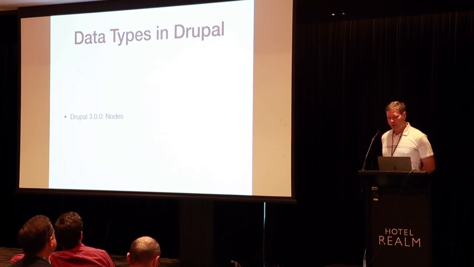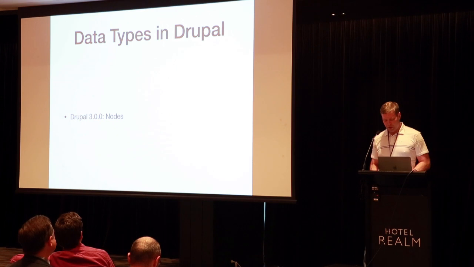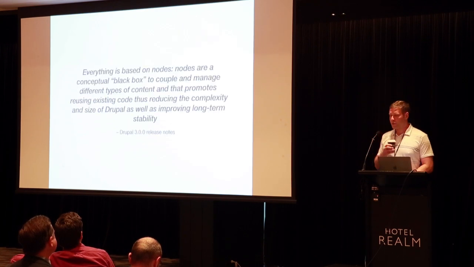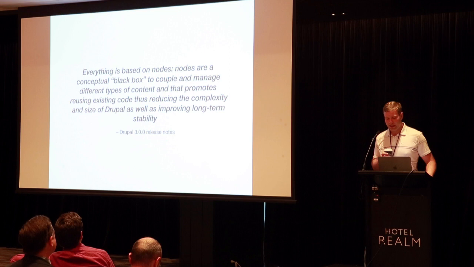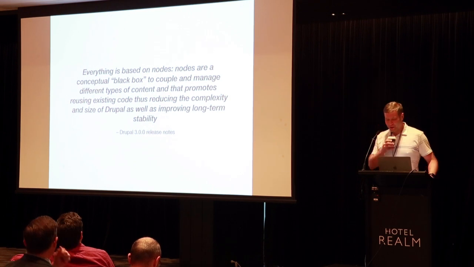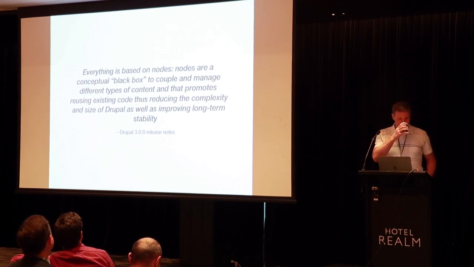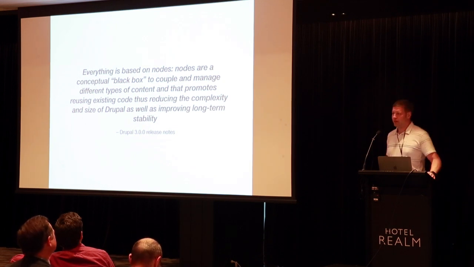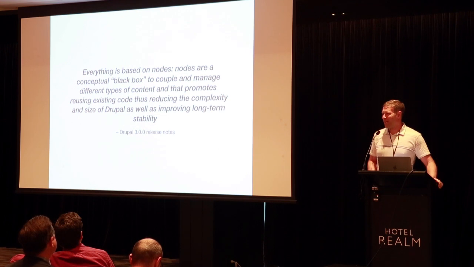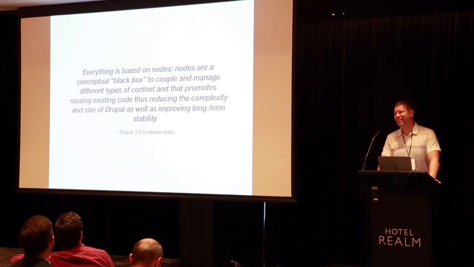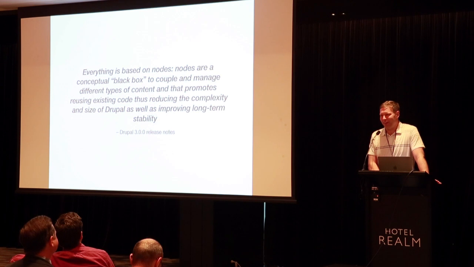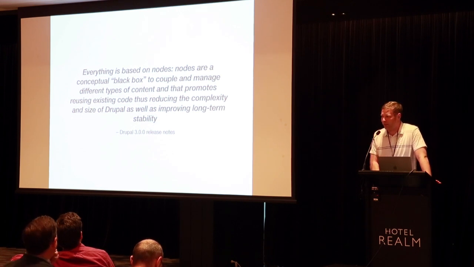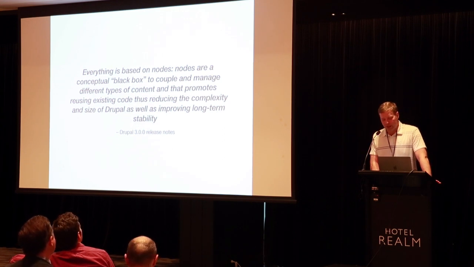So first, I want to review a history of data types in Drupal. In Drupal 3, we got nodes. And this was from the release notes of Drupal 3. I'm going to let you read it while I have a drink of coffee. All right, I saw one thumbs up, so I hope that means everyone got to read it. But essentially, someone had a really good idea and put nodes into Drupal 3. And it's been a major differentiating factor between Drupal and all the other CMSs since. So that was a big revelation.